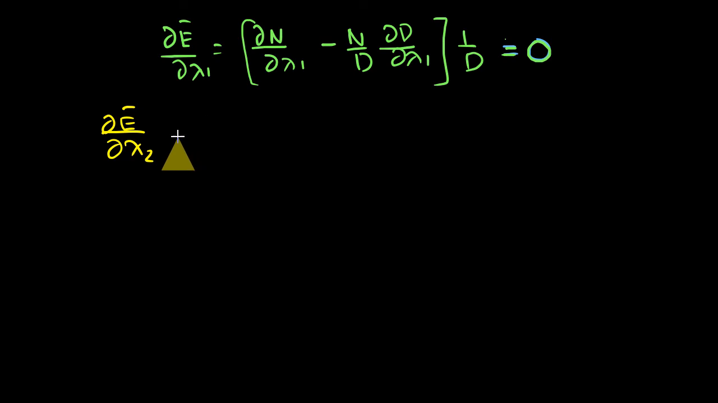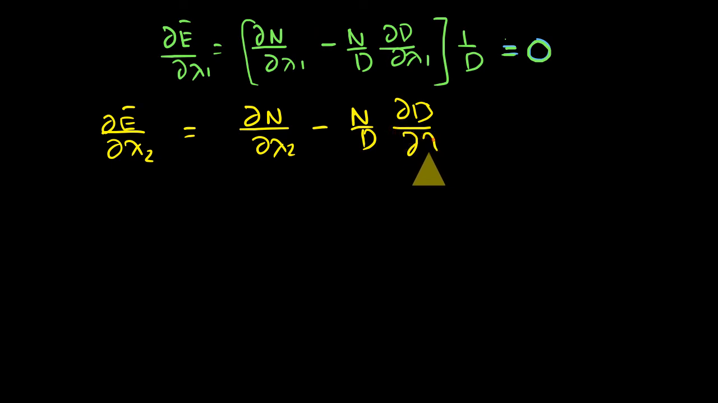Okay, dou e bar by dou lambda 2, that should also be equal to 0. So let us find out dou e bar by dou lambda 2. When we are finding it out, just only lambda 2 is changed, right? Lambda 1 was only replaced by lambda 2, so we get a similar expression. So we will get dou n by dou lambda 2 minus n by d into dou d by dou lambda 2, into 1 by d is equal to 0.